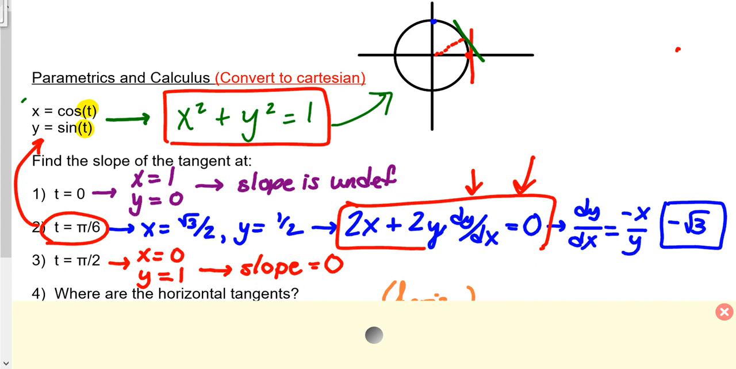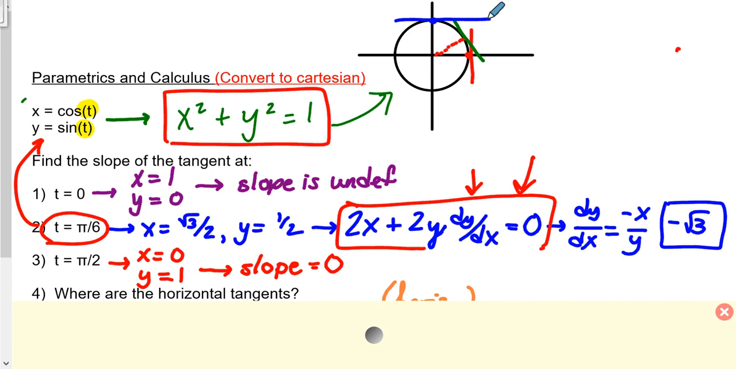Pi over 2 is located here. That tangent line is horizontal. If I recognize that, then I can save myself a lot of the calculation effort and just say that the slope is 0. But you also could use the same technique as I did in number 2. Where are the horizontal tangents?